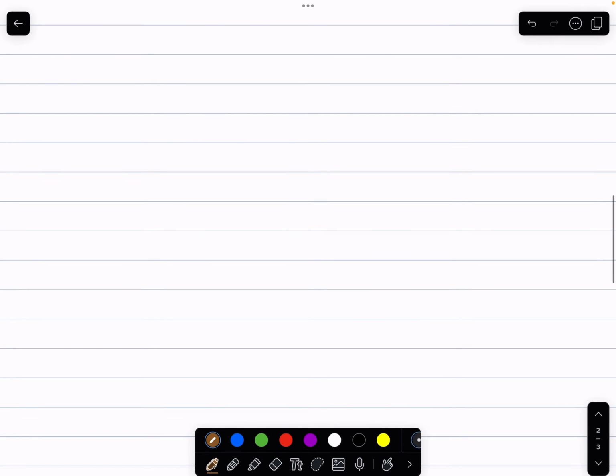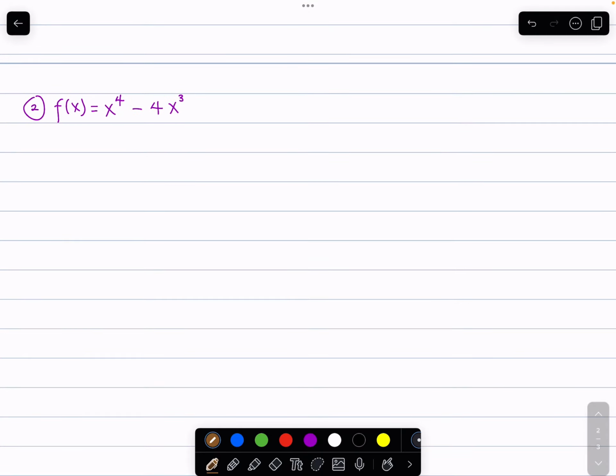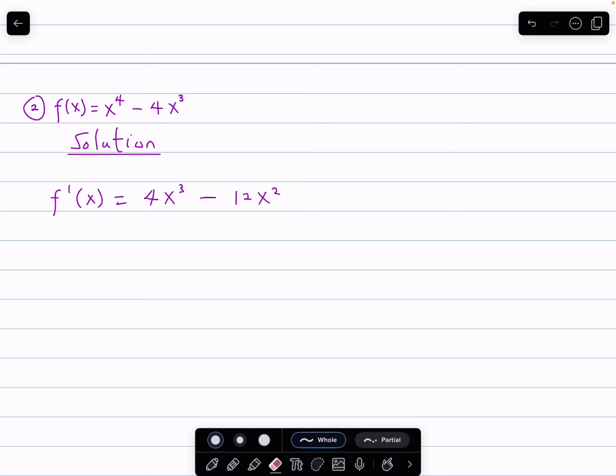Okay, so now let's take a different example. Let's look at this example. Let's find the critical numbers of this function. So step 1, I'm going to find the first derivative. So let me write the solution. Find the first derivative. The first derivative is just going to be 4x cubed minus 12x squared. So if you take the derivative of each of those terms in that function, you get that. Now I'm going to equate this to 0 to solve for x. That's the second step. The second step is you just equate to 0 and solve for x.